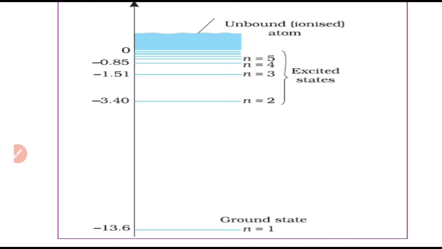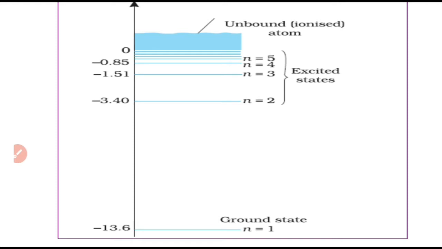When n = 1, it is -13.6 electron volt. When n = 2, we get -3.4 electron volt. When n = 3, we get -1.51 electron volt, and n = 4 gives -0.85 electron volt, and so on. By representing these energy levels in a diagram, we have a diagram as shown. This is the energy level diagram of the hydrogen atom.